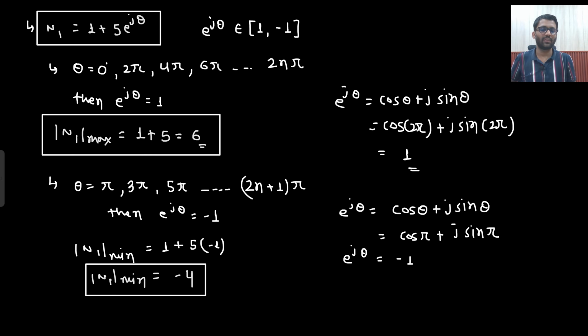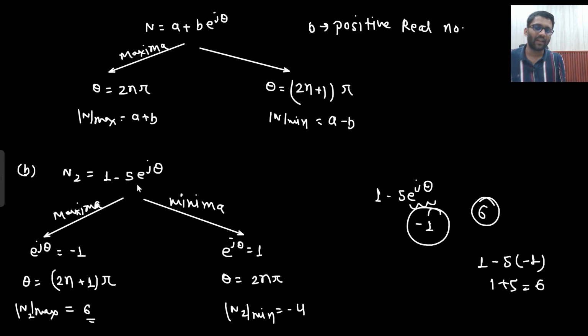So the conclusion we have made is that we will see the expression and then think about e to the power j theta, whether you need it 1 or whether you will need it minus 1. So you see the expression, then think about it. 1 minus 5 e to the power j theta, that means for maxima I need e to the power j theta equals minus 1, and for minima I would need e to the power j theta equals plus 1. So that's why I am getting these conditions.